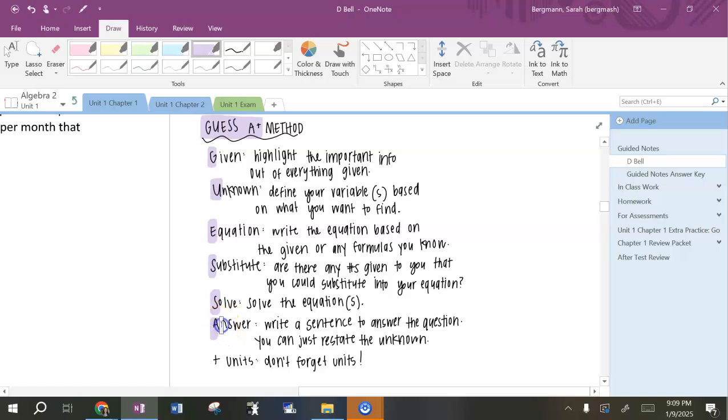The A stands for answer. That means write your sentence to answer the question. A lot of times you could just restate the unknown where you define the variables. So that's also something that's helpful about writing down your variable: when you get to the sentence, it's really easy to know what you should be writing. Finally, the plus stands for add units. Don't forget to put that in as part of your answer, like feet, seconds, miles, whatever. Those are all examples of units.